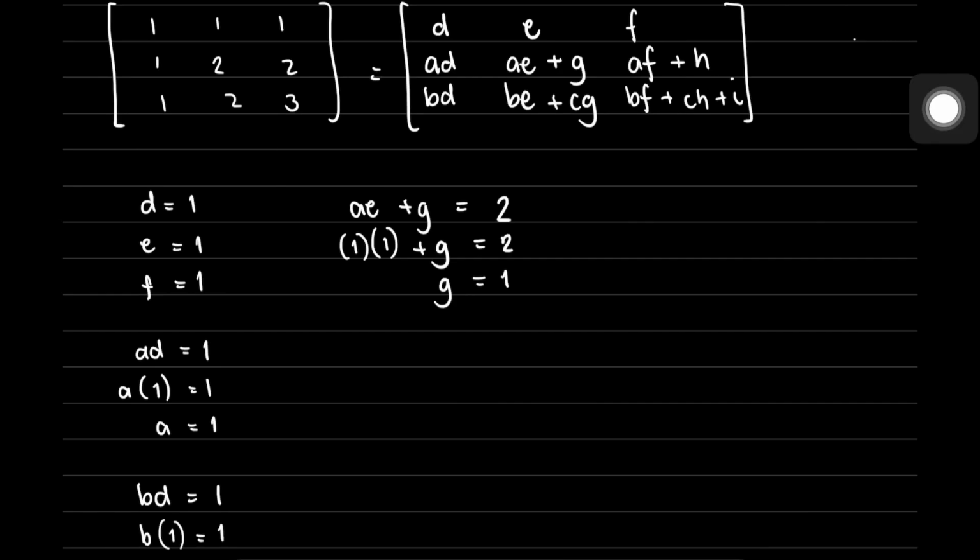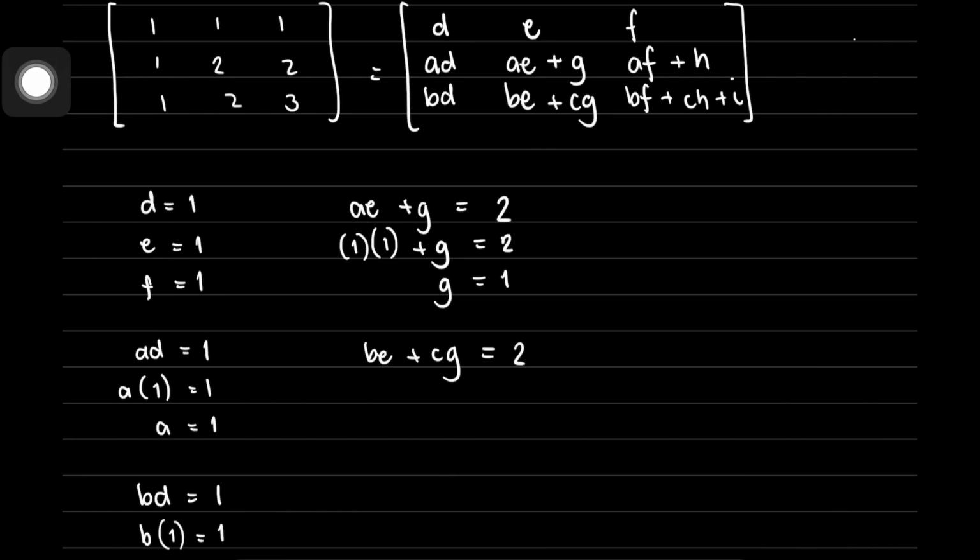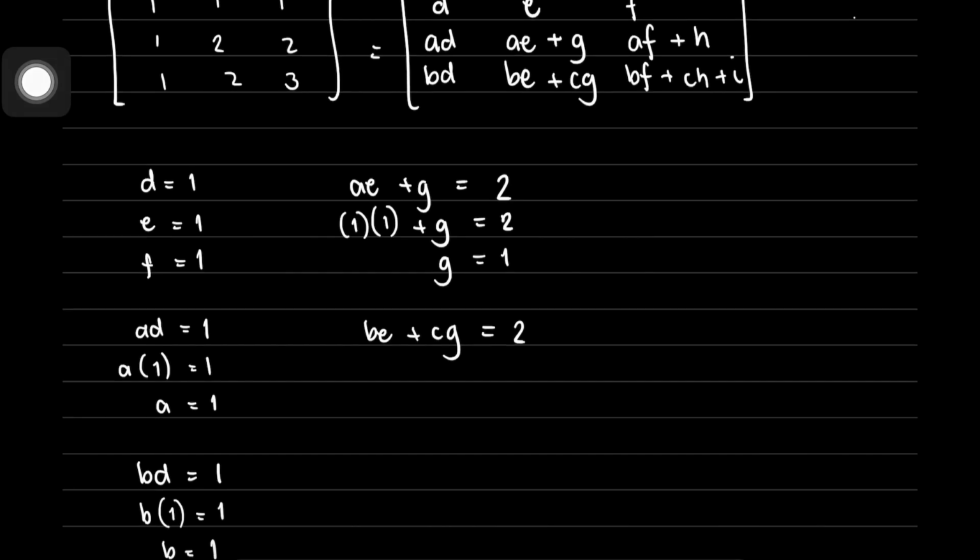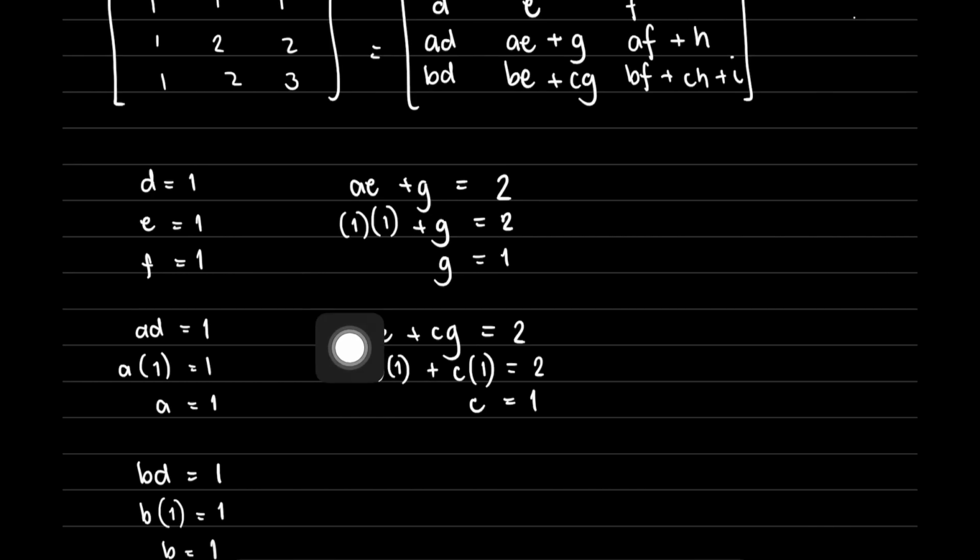For this element, we have B times E plus C times G, which corresponds to a value of 2 on the left side. So we now have B, which is equal to 1, E, which is equal to 1, plus letter C, which is actually unknown, and G was solved to be 1. So this is equal to 2. And C would now be equal to 1.